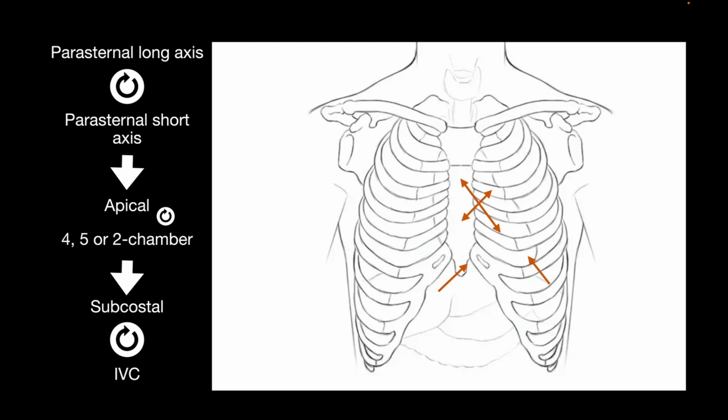And once we've found that window, usually there's a few different slices of the heart we can get in the apical. We can get the classic 4-chamber view with the 4 chambers on view.